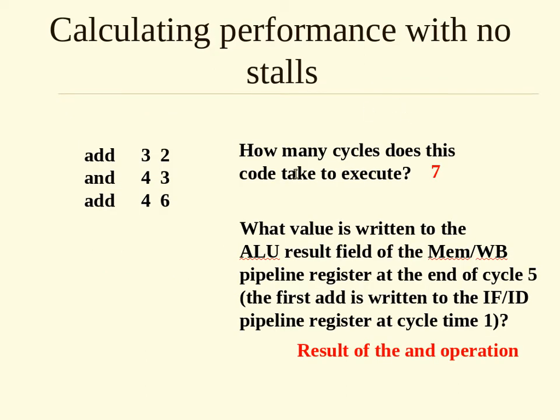So, calculating performance, no stalls. How many cycles does it take to execute if there are no stalls in here? Well, this starts at 1, this starts at 2, this starts at 3, and so it'd be done at 7. Great. What values are written to the ALU result field of the memory write-back pipeline register at the end of cycle 5? Well, cycle 5 is when this guy's over here, so he'd be forwarding his value along.